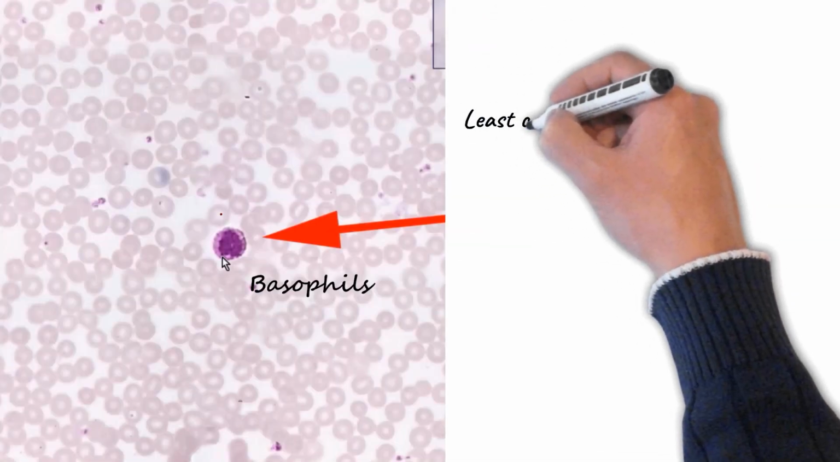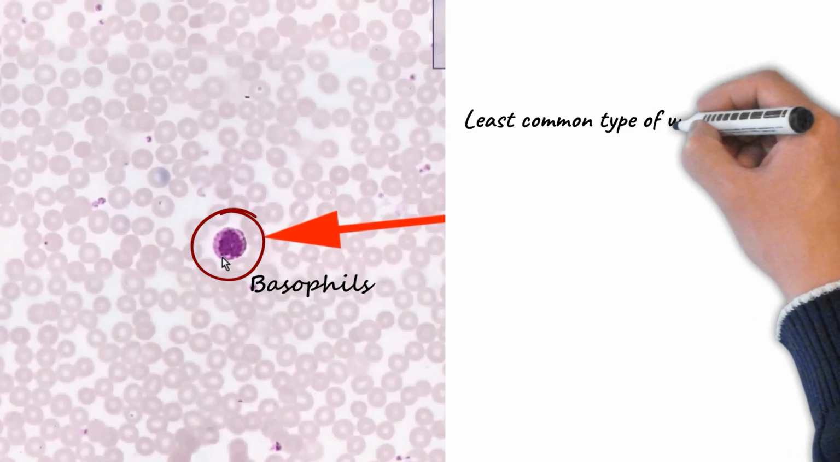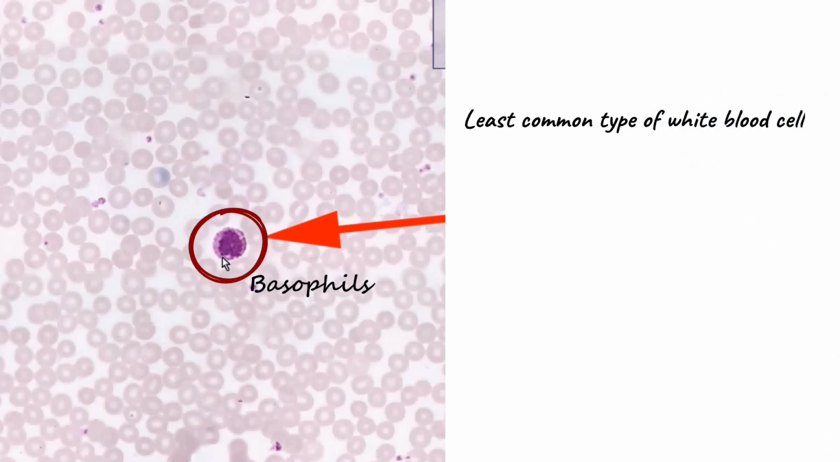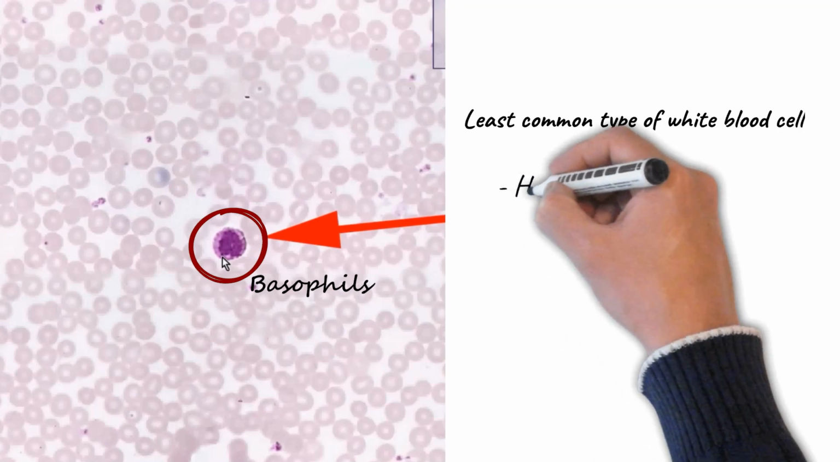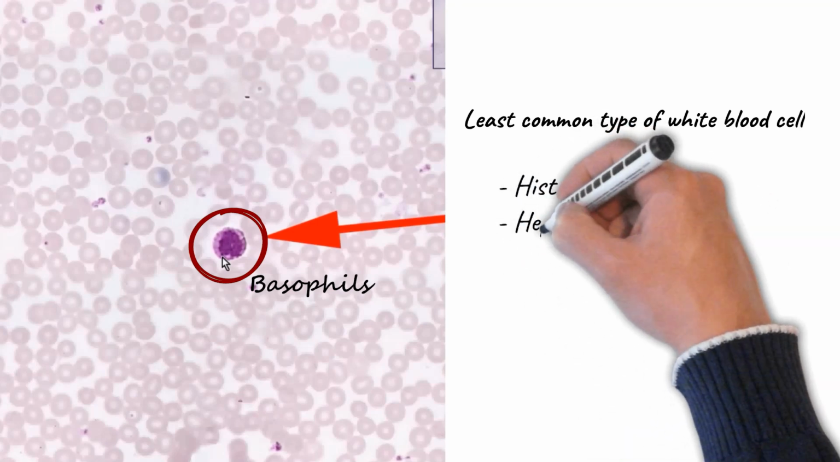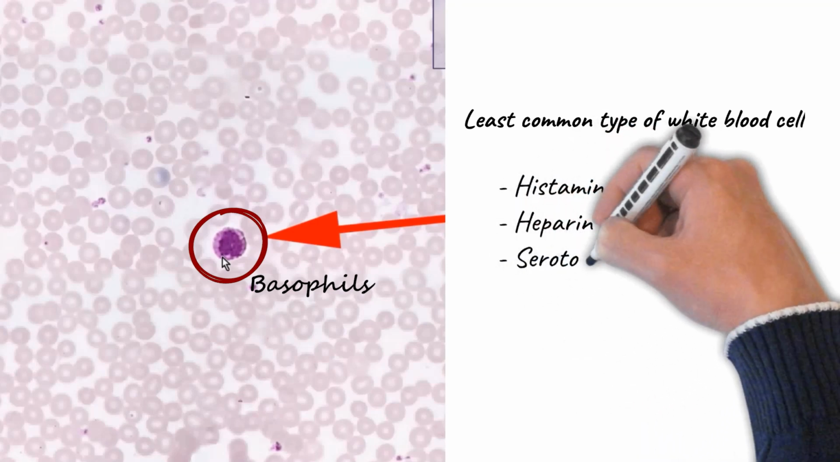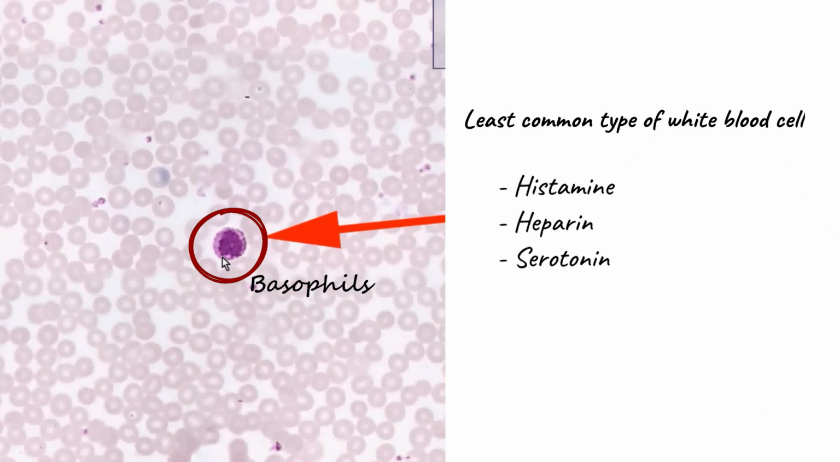Basophils are the least common of the white blood cells. They contain large dark granules that may partially obscure the nucleus. These granules contain substances such as histamine, heparin, and serotonin. Basophils play a role in inflammatory and allergic responses.